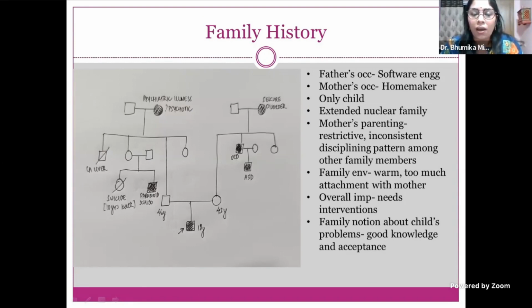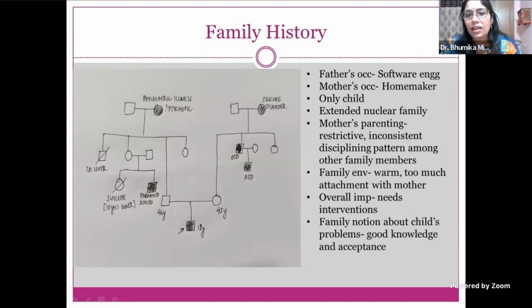Coming to the family history of illness, there is a history of psychiatric illness suggestive of psychosis in the paternal grandmother, for which she was on medications for a very long time. There is also a history of suicide in a first cousin on the paternal side, 10 years back, by hanging. And there is a history of paranoid schizophrenia in a paternal cousin, for which he is still taking medication.